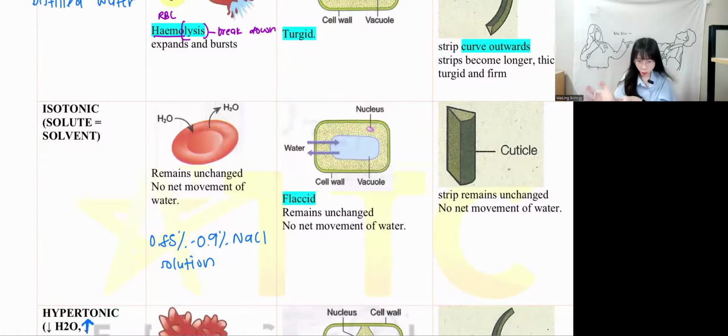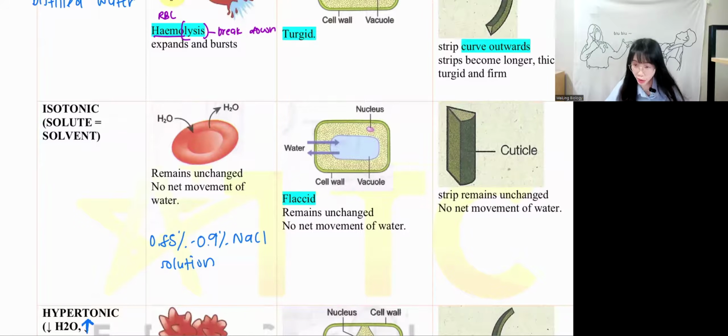So you go for IV dripping, the solution that goes into your body replenishes your water loss. So the solution is the same as a red blood cell. So water diffuses in and water diffuses out at the same rate. We call this no net movement of water. No net movement of water means same. It doesn't mean no movement.